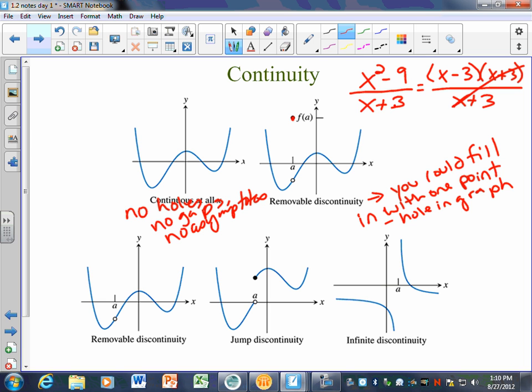This one is also removable. The difference between this one and this one is this one had that little point already up there that I could kind of just slide down, but it still has just one hole in it. Instead of being able to slide the point down, I'd have to just fill it in with my pencil, but still it's removable because I could fix it with one point, one dot.